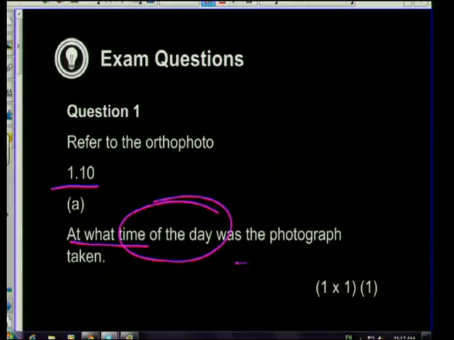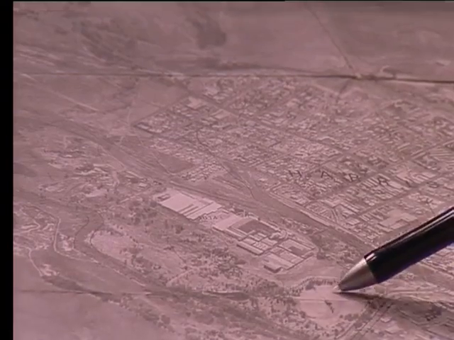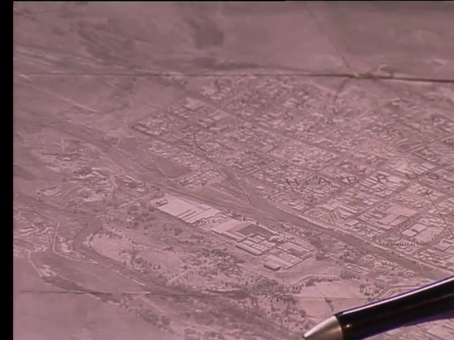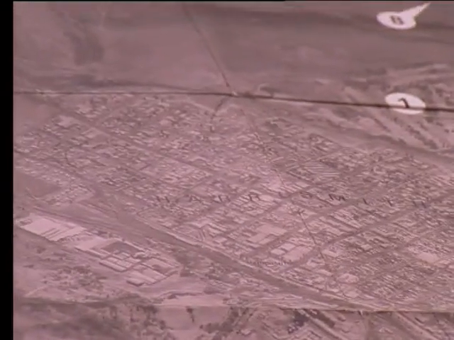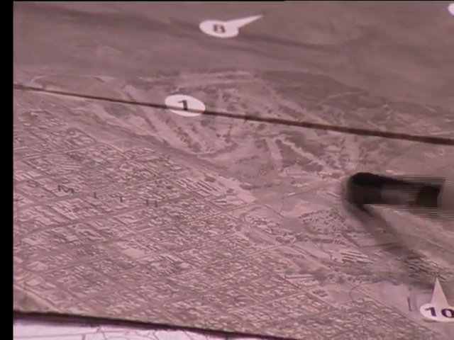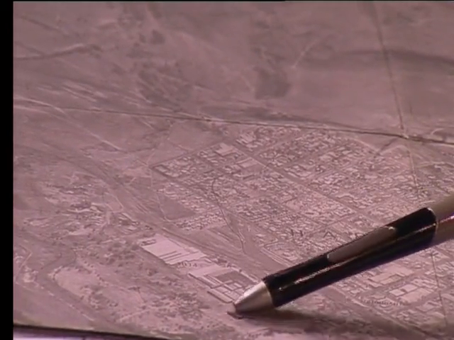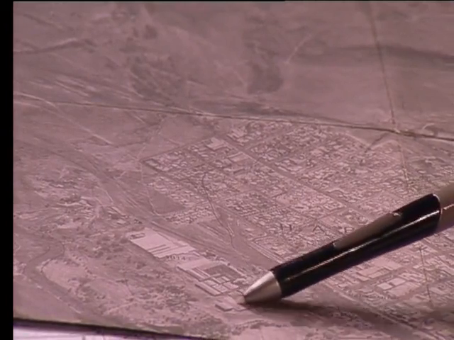Question 1.10. At what time of the day was the photograph taken? Let's look specifically at the orthophoto now. Now, when looking at this orthophoto, you'll note that the following takes place. In order to determine the time of day, especially in an orthophoto, we need to look for shadows. Now, notice in the town of Harrismith. I'm going to refer specifically to the CBD of Harrismith. And you will note that in these areas here, especially where there's large buildings, there are shadows. Each building is characterized by a shadow.